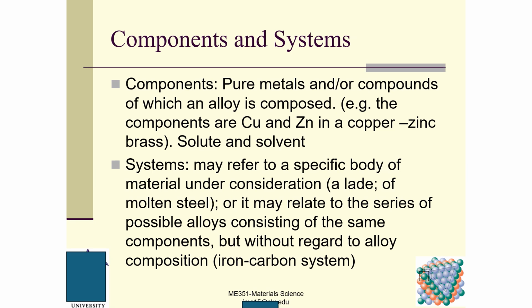In this context, systems refer to a specific body of material under consideration, for example, a ladle of molten steel, or it may relate to the series of possible alloys consisting of the same components but without regard to alloy composition. For example, the iron-carbon system. And I also told you last time that the iron-carbon system is the most important phase system, the phase diagram, and we are going to learn it in this class.